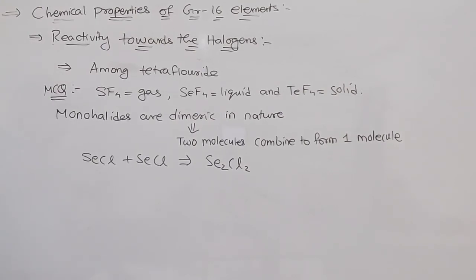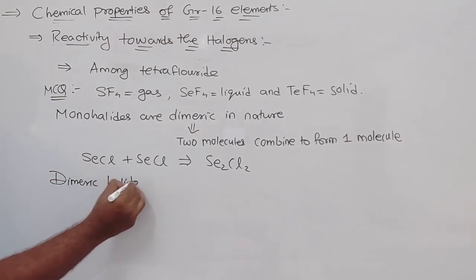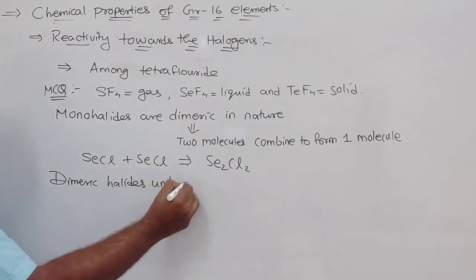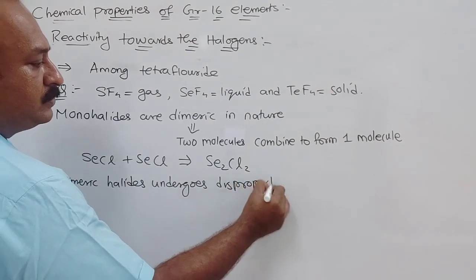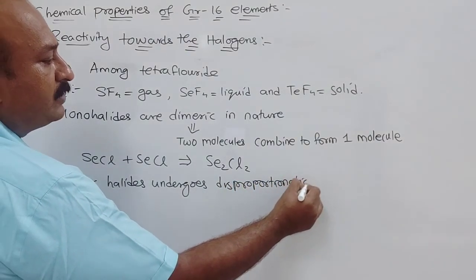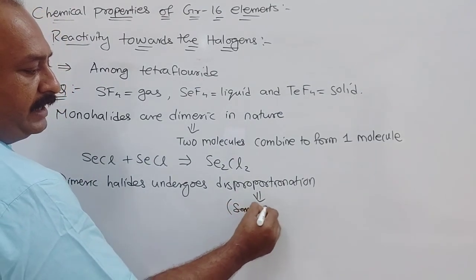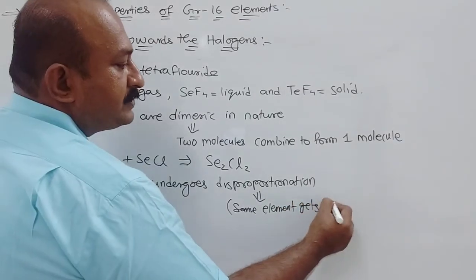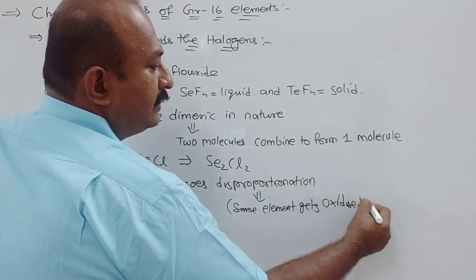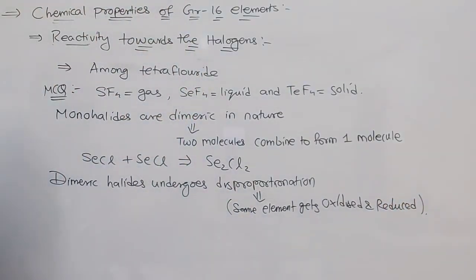Now, another point about dimeric molecules is that the dimeric halides undergo disproportionation. Clear? Now, what is disproportionation that we have discussed? The same element gets oxidized and reduced. Clear? That's why it is called disproportionation.